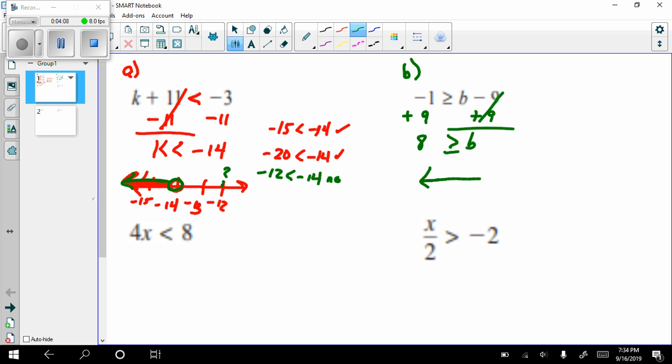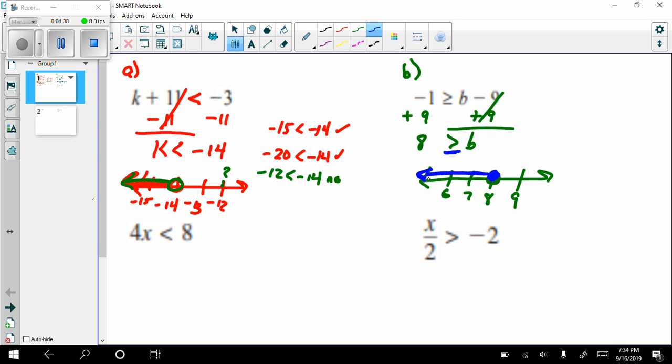I'm going to use a number line. If this were 6, 7, 8, 9, this is saying that B is anything that is less than or equal to 8. So instead of an open circle, I'm going to close the circle now, because we have less than or equal to. And we're going to graph everything that is that way, anything less than or equal to 8.